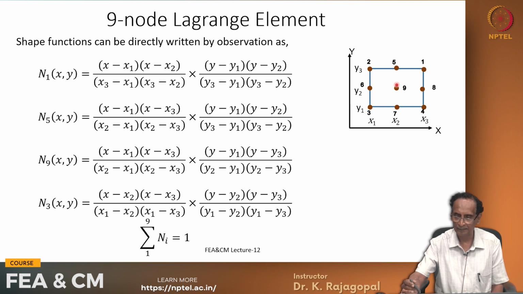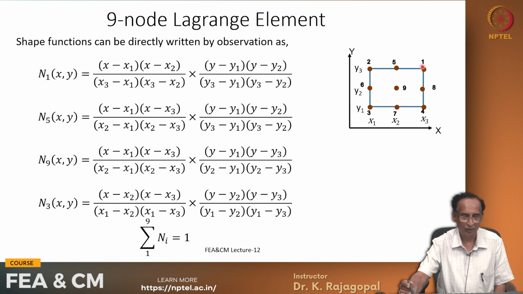Let us look at a 9 node Lagrange element that has 3 nodes along the x direction and 3 nodes along the y direction, and we have the nodes 1, 2, 3 and 4, and then 5, 6, 7, 8 and 9. You notice that we have numbered the corner nodes first, because for defining a rectangle you require a minimum of 4 corner points, and then 5, 6, 7, 8 are the intermediate points along each direction, and the 9th node is at the center of the element.